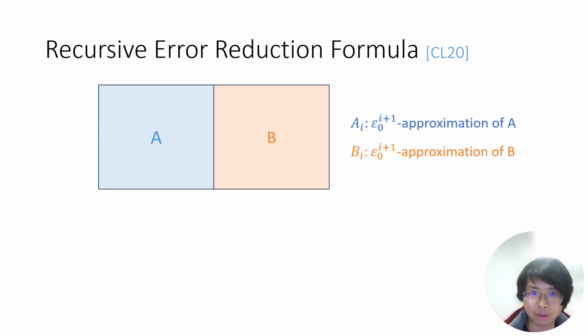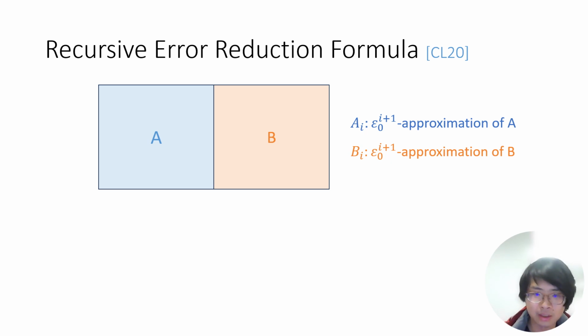With this matrix definition, suppose we have a really large branch program and we want to approximate it with small error. It turns out that our prior work that simplifies the result in BCG can also be viewed as an error reduction procedure that works as follows. Let's say we divide the branch program into two halves, A and B. For A, we have A_i being some epsilon_0 to the i plus 1 approximation of A.